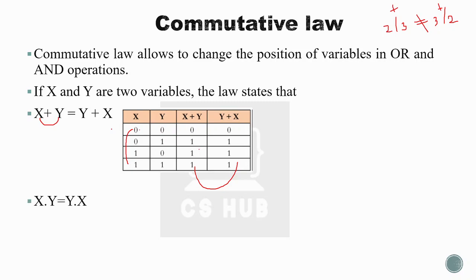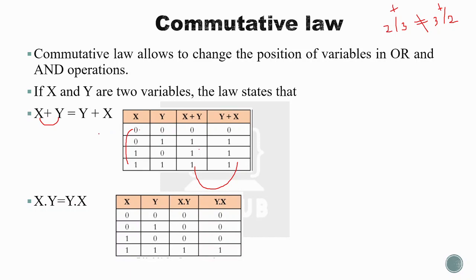Next, for multiplication, x into y is equal to y into x. For AND operation also, commutative law is true. Here, two variables x and y, and their multiply or AND operation x into y, then y into x. These two columns are equal. So x into y equals y into x. Commutative law is proved.